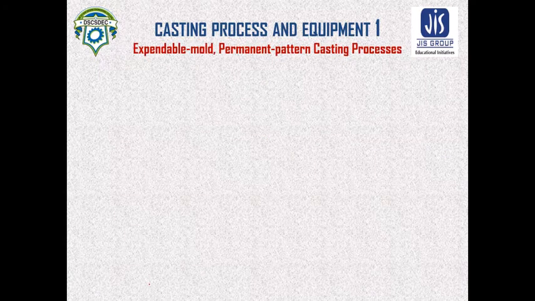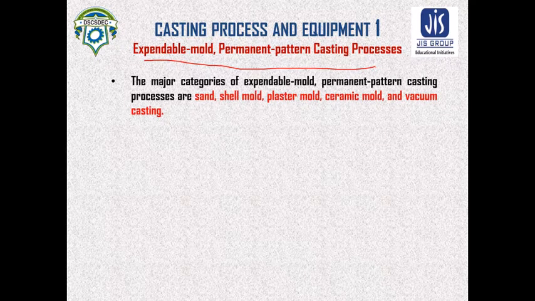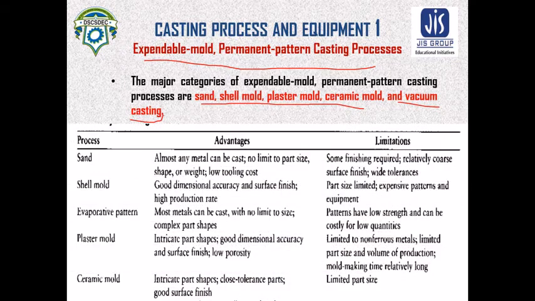So let's start with expandable mold permanent pattern casting processes. The major categories are sand casting, shell molding, plaster molding, ceramic molding, and vacuum casting. This casting is also not so important, but we will discuss it later. Right now here are the advantages and limitations of some of the casting processes, such as sand casting, shell molding, plaster molding and ceramic molding.